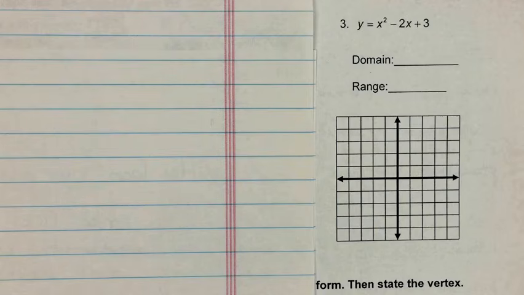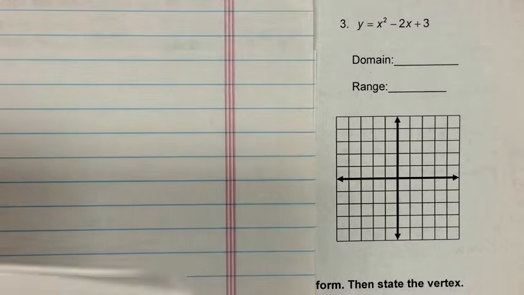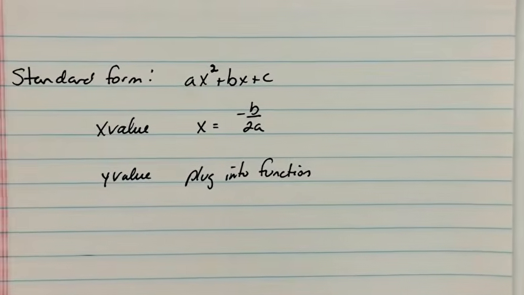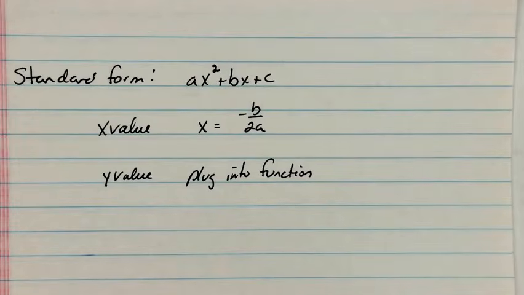Our number 3 is in standard form. So once again, I highly suggest you just pull up Desmos, type it in, and plot it from there. But we can also hand graph that using our information regarding standard form. So my standard form has the A, the B, and the C.